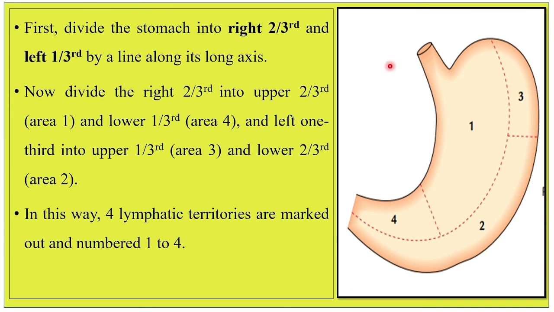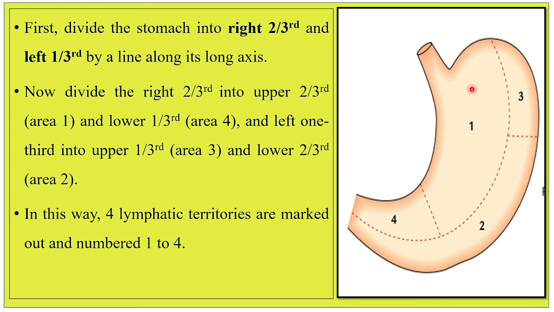So you will be dividing the stomach into right 2/3 as well as the left 1/3 by a line along its long axis. Now, the right 2/3 will be divided into upper 2/3, that is the area 1, and the lower 1/3, that is the area 4. The left 1/3 is again divided into upper 1/3, that is the area 3, and lower 2/3, that is the area 2. In this way, the 4 lymphatic territories are marked out and numbered 1 to 4.